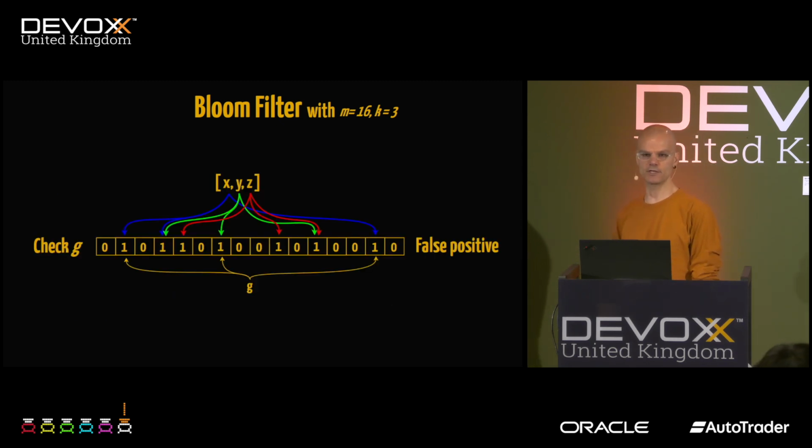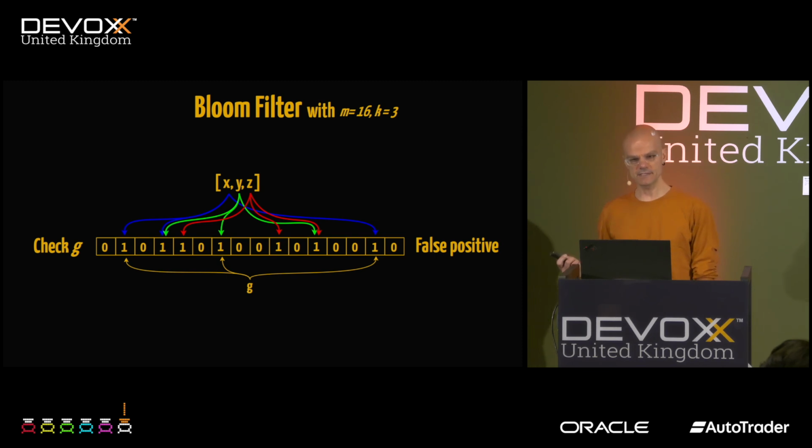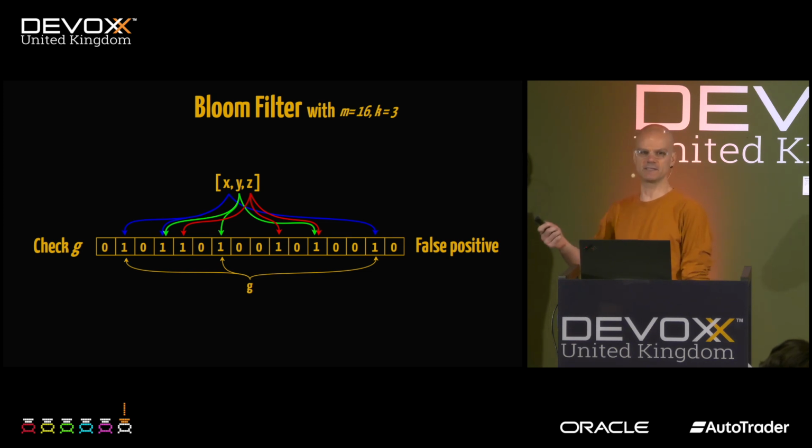And now let's get to the tricky part. Let's say that we have an element g, which the hash functions map to elements in the array which are all set. In this case, the Bloom filter will think that g is part of the set, even though actually it's not, because in this set we only inserted x, y, and z. So in this case, the Bloom filter will give us a false positive. It will tell us, hey, this g element is part of the set, while in reality it was not, because we didn't insert it.